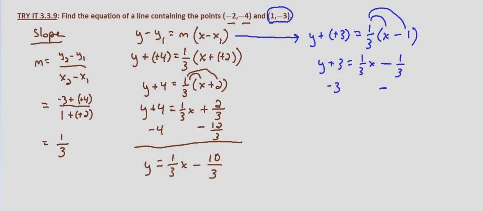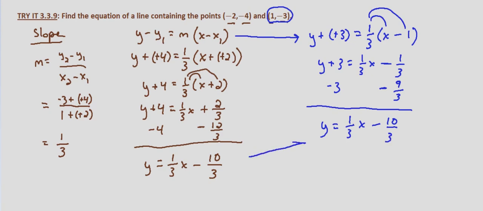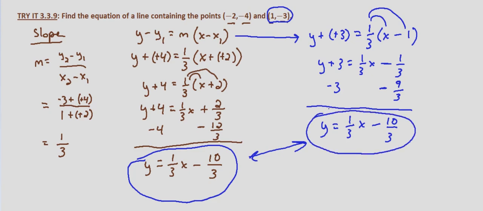And again, I'm going to convert 3 to thirds, which would be -9/3. We're left with y on the left-hand side, and that equals 1/3 x. Negative 1/3 minus 9/3 is minus 10/3. So we end up with the same equation either way. And the equation for a line containing the points (-2, -4) and (1, -3) is y equals 1/3 x minus 10/3.